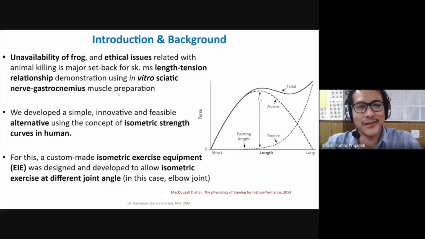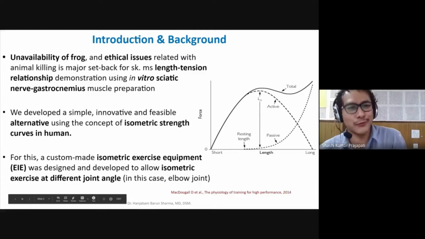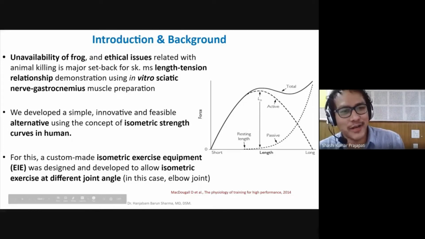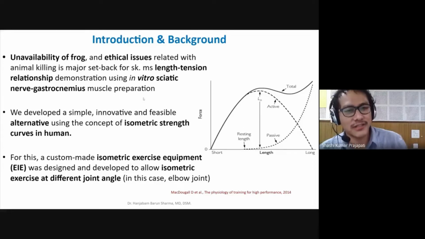Before beginning, I would just like to give a brief introduction and background regarding the length tension relationship, which classically we used to do in the practical of physiology. We used to do it with an in vitro sciatic nerve gastrocnemius muscle preparation of frog, but because of the unavailability of the frog as well as the ethical issues related with the killing of the animal, it is a major setback.